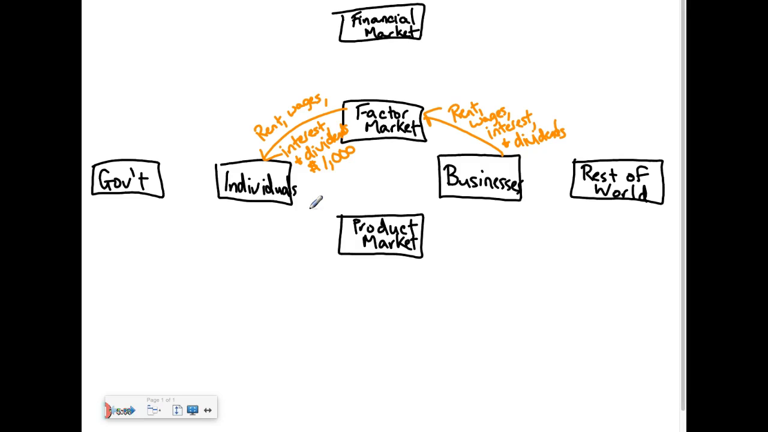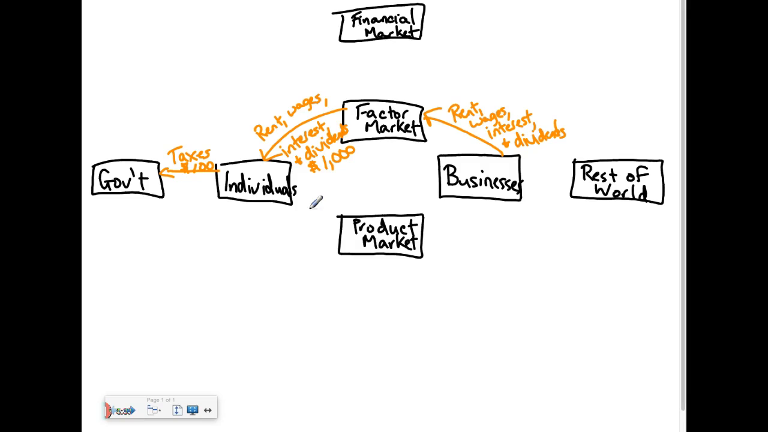So let's say that our individuals here have $1,000 that they make. Let's say that they are going to have to pay taxes, and so let's say they pay $100 in taxes. We're keeping things simple. Okay? Now we have $100 in taxes that are taken out of our $1,000. So now we have $900 left. Like I said, some of it we can save, some of it we can spend.